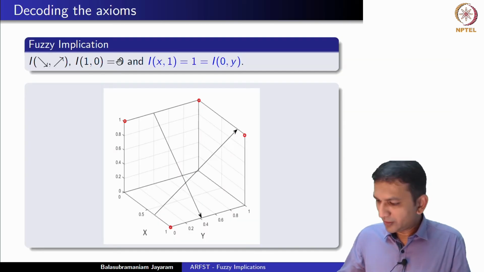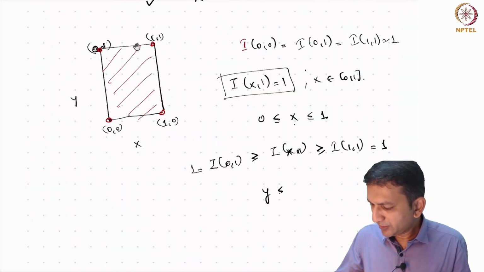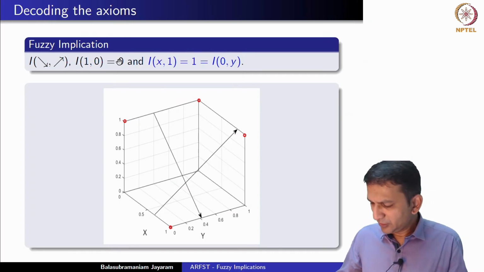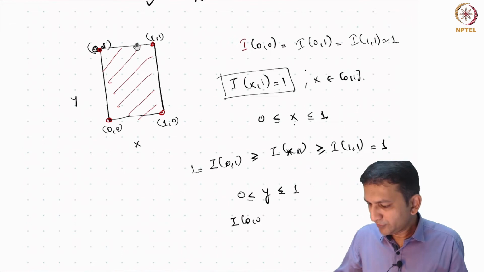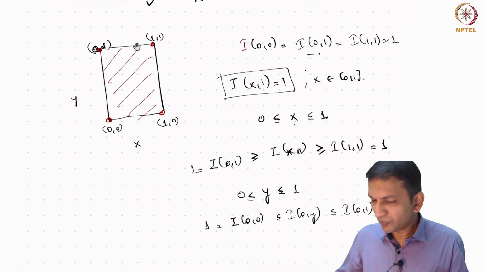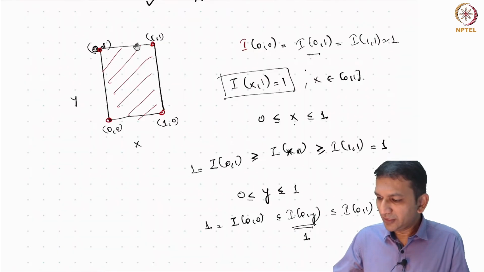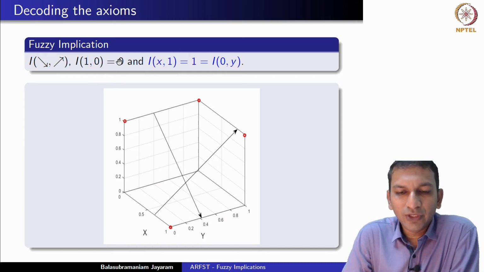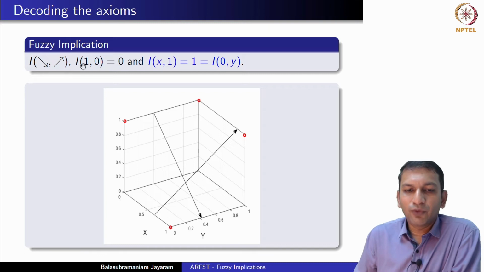Similarly, if you look at I of 0, y, once again y is between 0 and 1. Now we know that in the second variable it is increasing. So I of 0, 0 is less than or equal to I of 0, y, which is less than or equal to I of 0, 1. But note here, I of 0, 1 is 1 and I of 0, 0 is 1, essentially stating that this is also equal to 1. So from these 3 conditions, we actually get that I of x, 1 is 1 and I of 0, y is 1. Of course, I of 1, 0 cannot be obtained from anything else, not from the monotonicity and the other boundary conditions, so this has to be preserved.